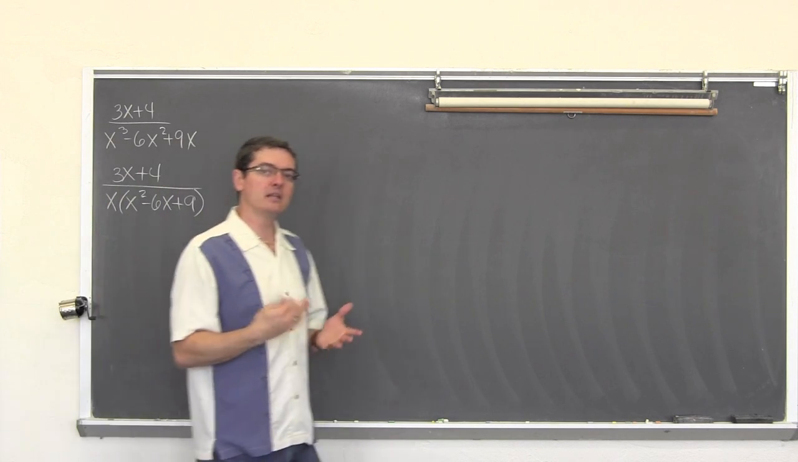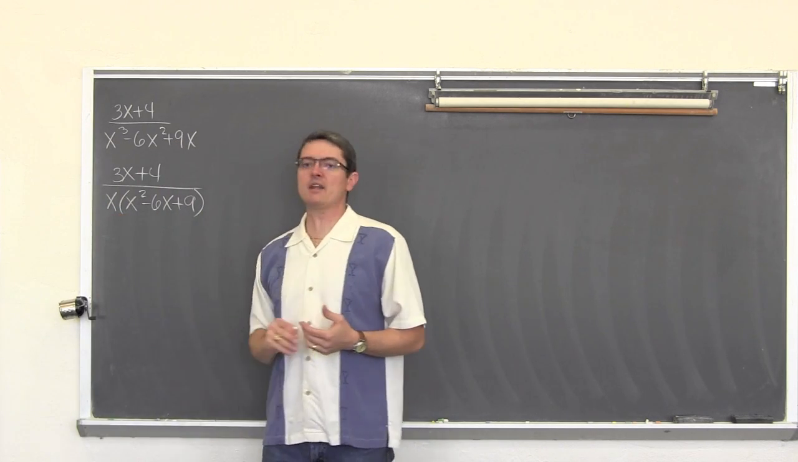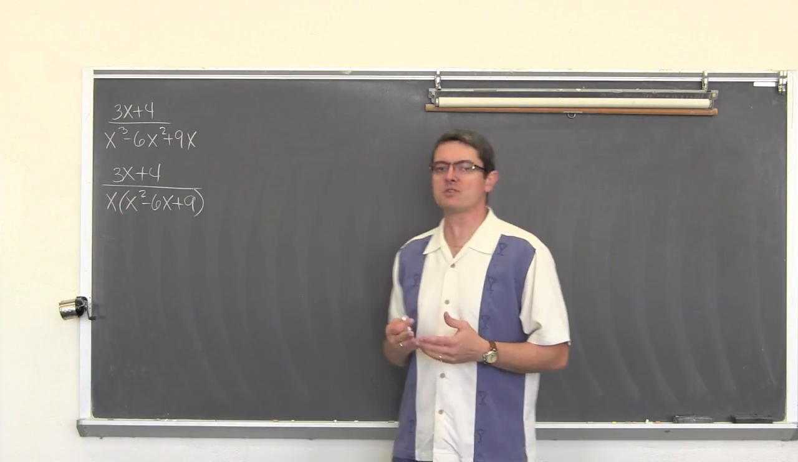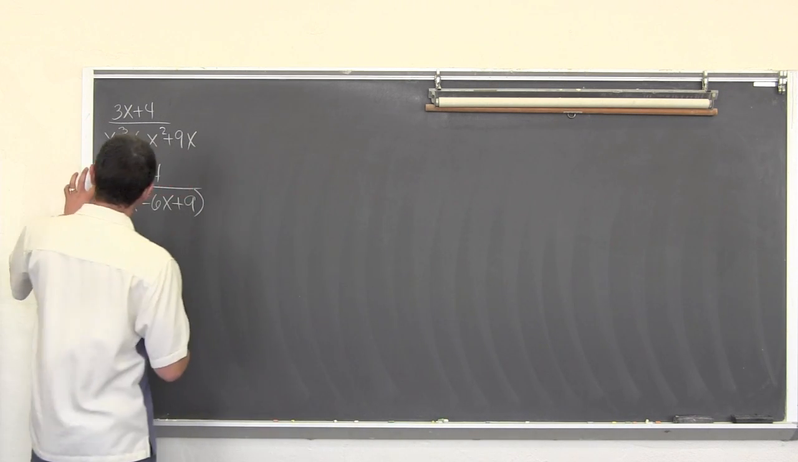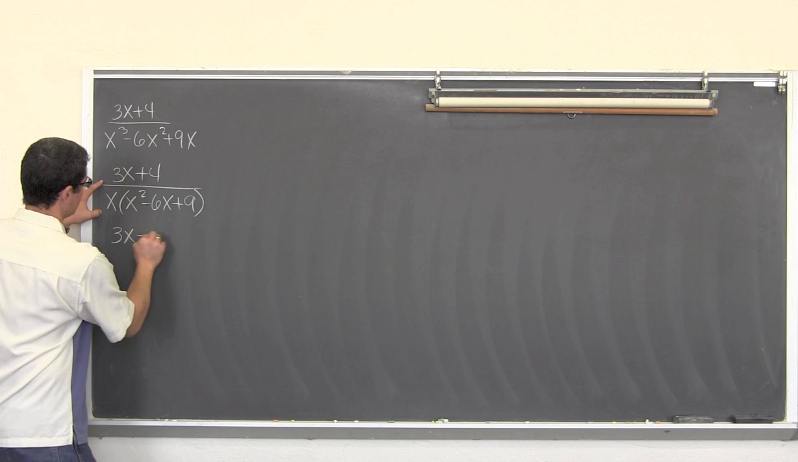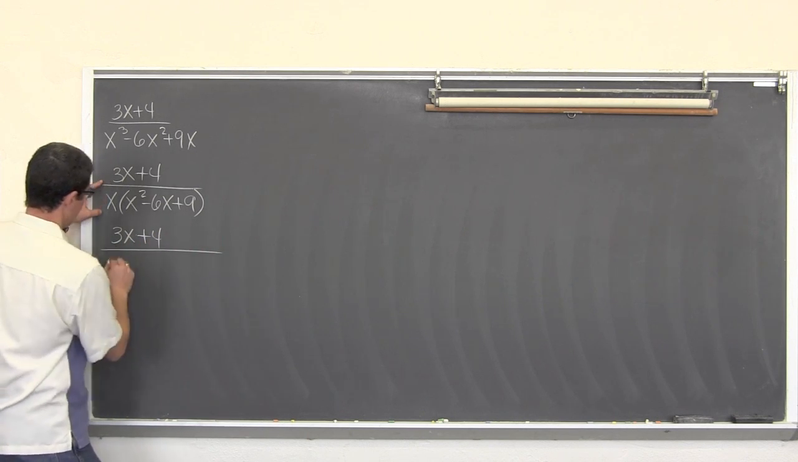Okay, so now I have a linear factor and I have a quadratic factor, but we haven't talked about quadratic factors yet, so this must be factorable again. So we're going to take 3x plus 4 and x.